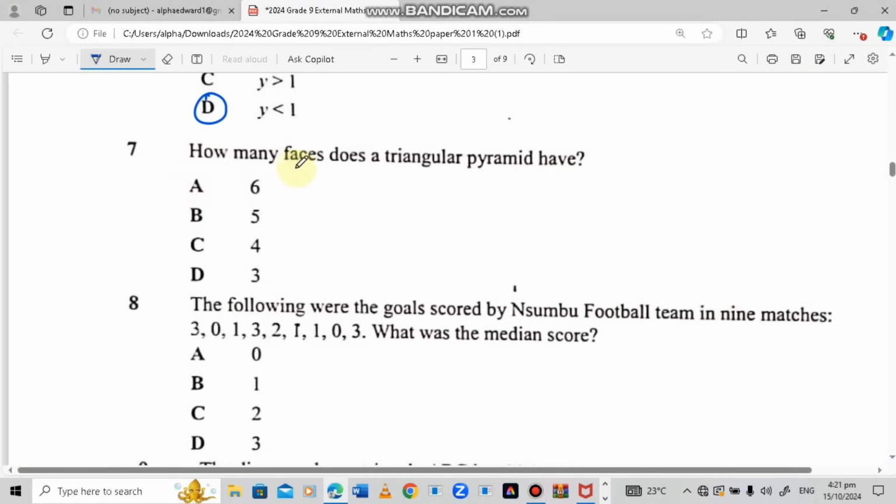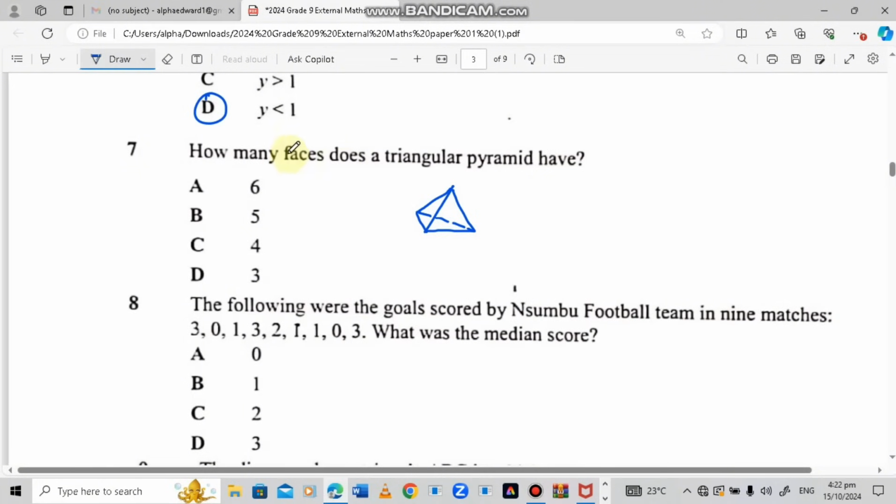Question 7. How many faces does a triangular pyramid have? Alright, first of all, you need to think of what a triangular pyramid looks like. So it looks like this. Okay? It has triangular faces like this. Then you have something like this. It looks like this. Alright?